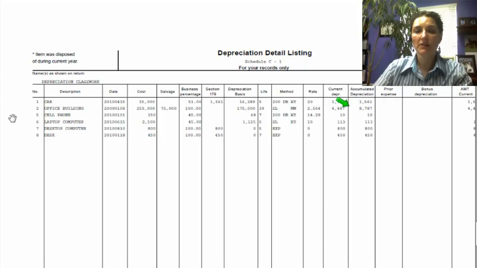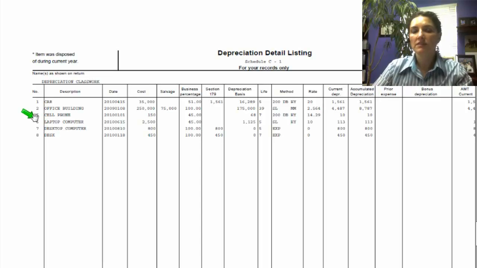And I'll show you more detail about that in just a second. The cell phone is $150 cost multiplied by 45% business use, gives us a depreciable basis of $68. We are going to depreciate that over 7 years, double declining balance, applying the half-year convention. That gives us a first-year rate of 14.29% and a current year deduction of $10.